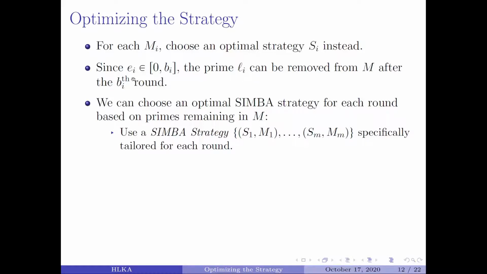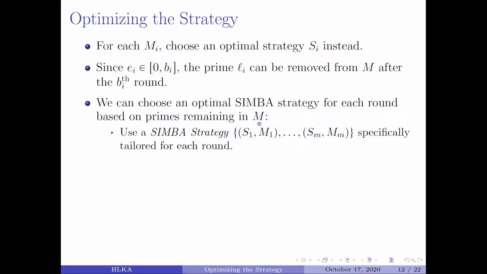Furthermore, seeing as we know that our key values ei are chosen from this interval, we know that there will be at most bi many degree li isogenies. So as our rounds progress, we can actually remove the primes li from the measure once we know that we won't need any more degree li isogenies. So each round of our algorithm will actually consist of potentially a different measure, because we're eliminating these primes from the measure as we go.